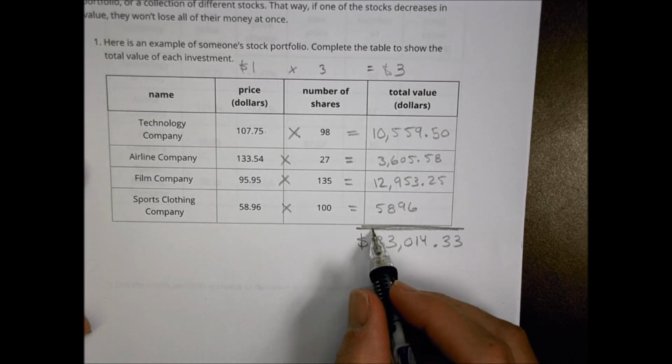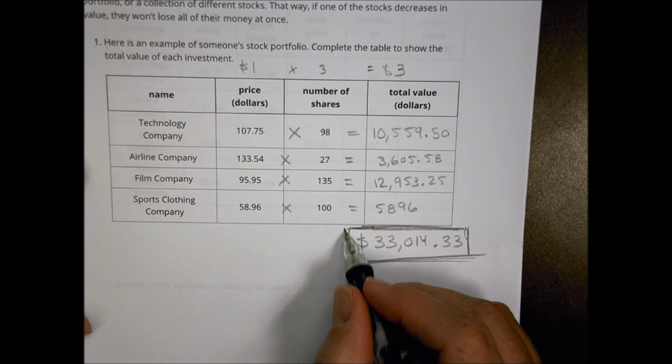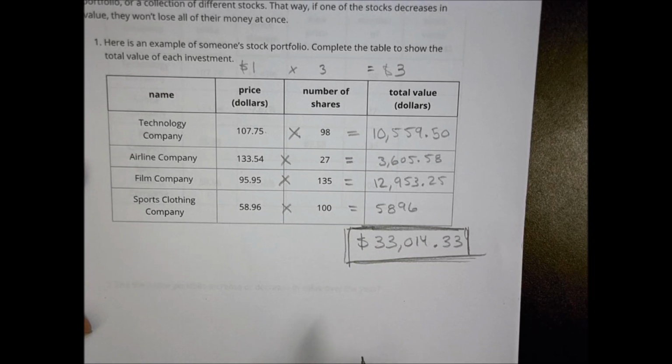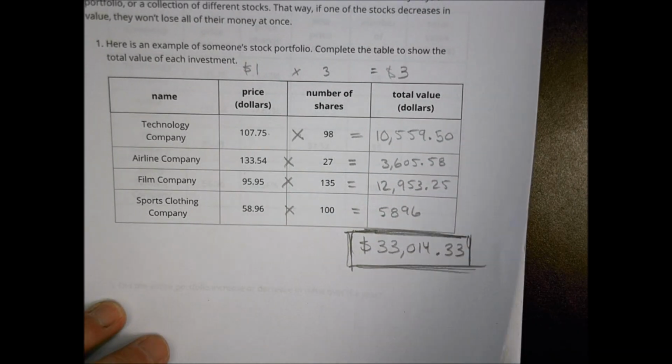$33,014.33. So that means you have a total of this amount of money invested in the stock market in these 4 companies. Okay, that's how much money you've invested. So you're doing okay. Now we're going to take this number and we're going to go to the second page, which is to sample the profile the next year.